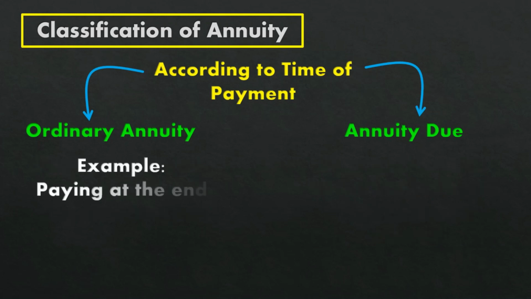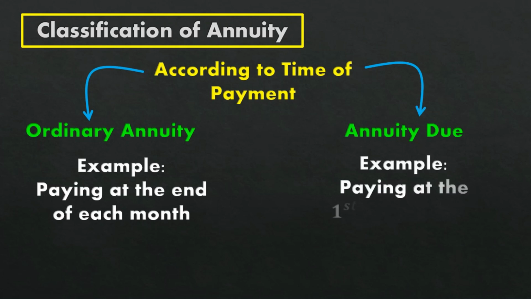Halimbawa, pag ordinary annuity, magbabayad ka at the end of each month. Ibig sabihin, kung monthly ang bayad mo, magpe-pay ka lang at the end. Pag annuity due naman, magbabayad ka naman at the first day of each month. So, yun yung pinagkaiba ng ordinary annuity tsaka annuity due.